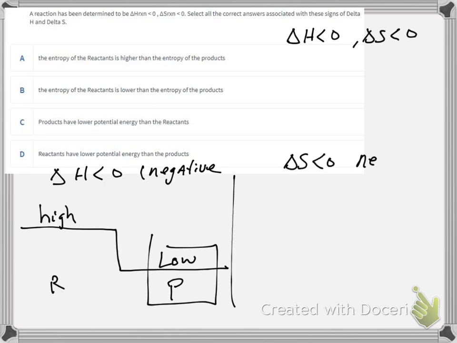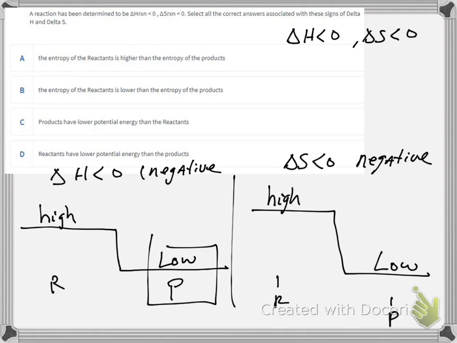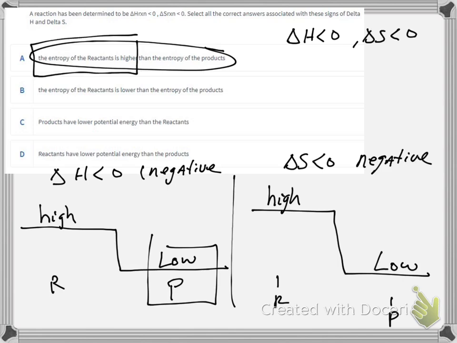If we look at delta S, that's negative. All right, we get the same graph. It must start high for reactants and low for products. All right, so the first thing we can do is now identify, okay, so A, the entropy of reactants is higher. True. If delta S is negative, you must start high in reactants, go low products. So the entropy of the reactants is higher. C is also true. The products have the lowest potential energy because the delta H was given to us as negative.